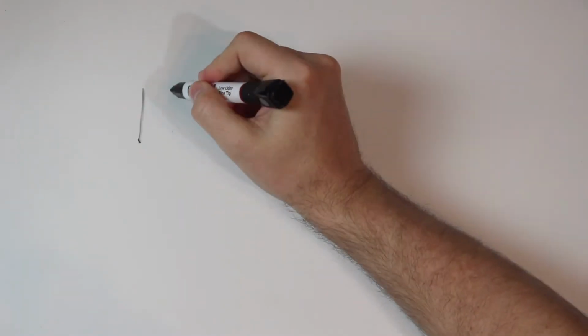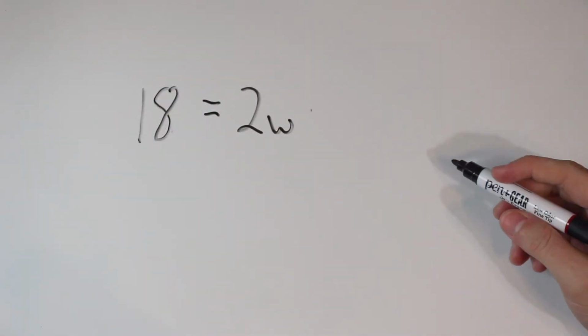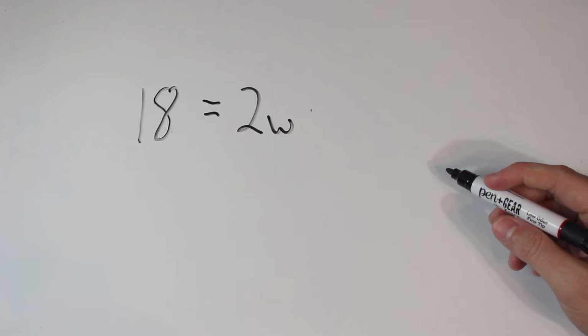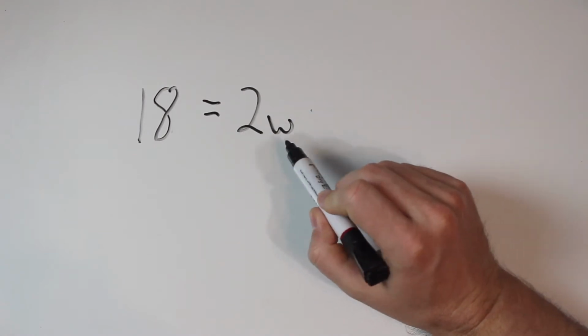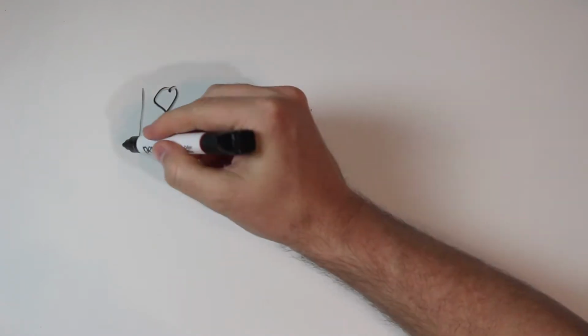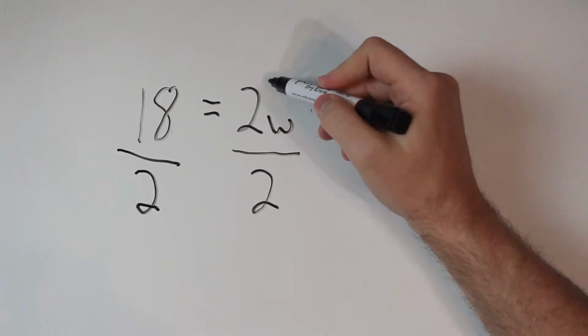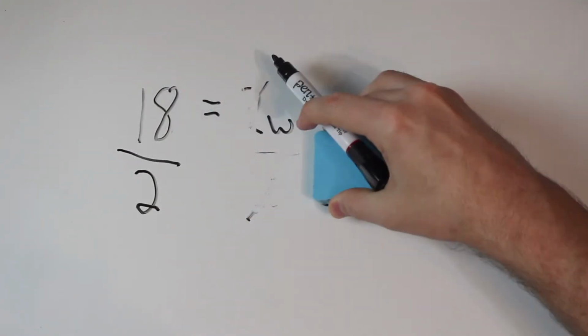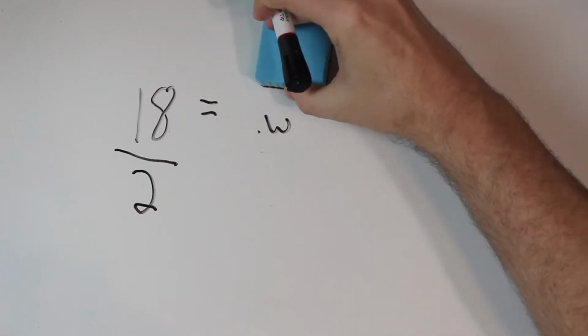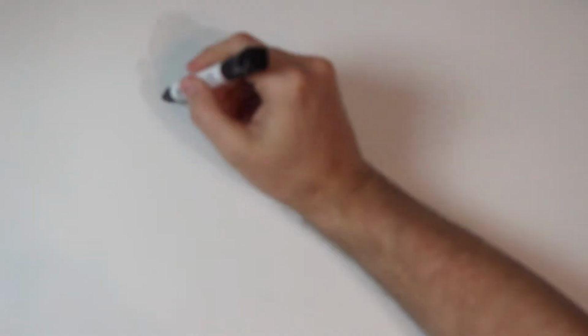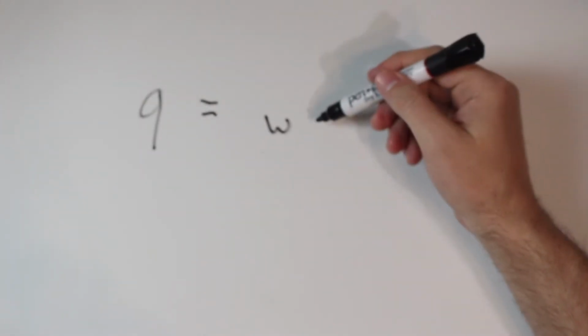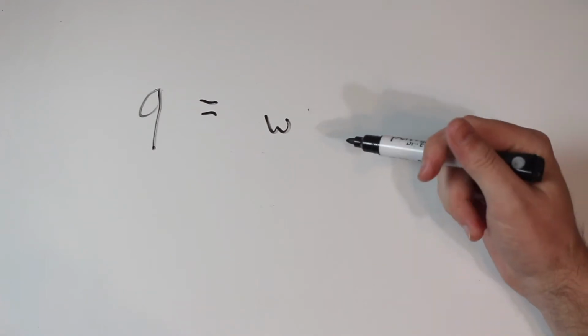18 equals 2 times w. That's the first part of our answer. Next, we undo the multiplication operation by dividing both sides by 2. 2w divided by 2 is w. 18 divided by 2 is 9. So we're left with 9 equals w. There, that wasn't so bad, was it?